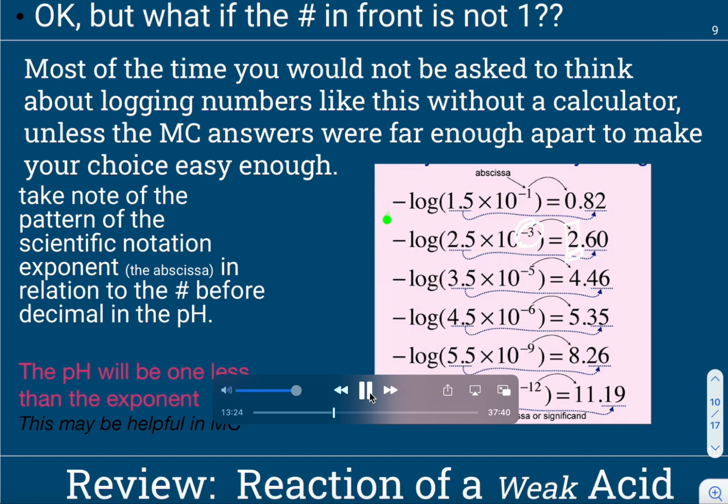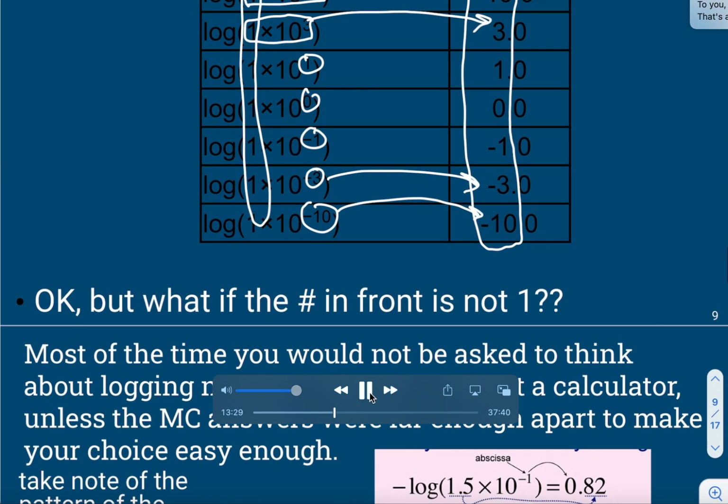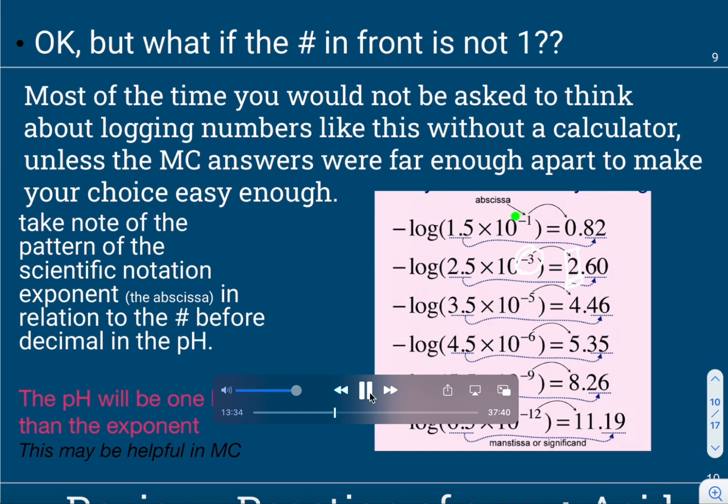Now you'll also notice that in the pH formula, it's negative log, right? So up here, we did log and we had -10 gave us -10. But here you see -1 is going to give you something between 0 and +1. -3 is going to give you something between +2 and +3. That's because we have the negative in front of the log symbol, okay? So -5 is going to give you something between 4 and 5, -6, something between 5 and 6. So with just that information, you'll probably be able to eliminate some multiple choice answers, okay?